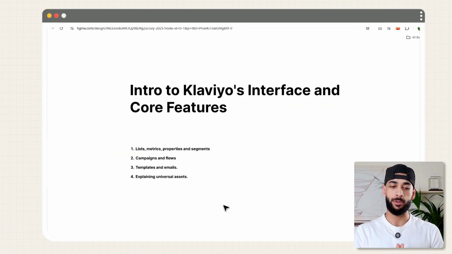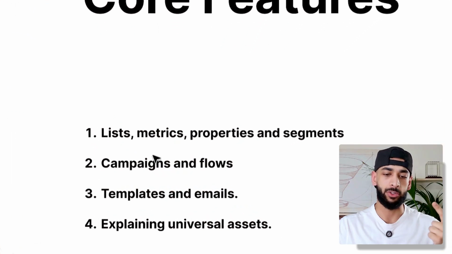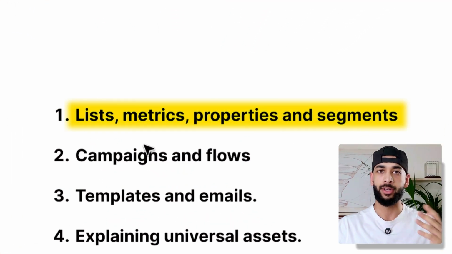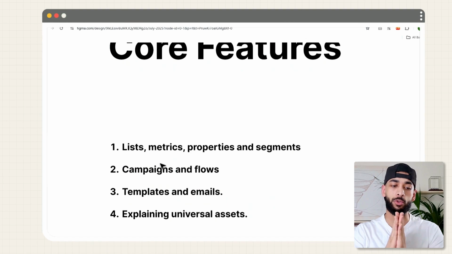Okay, so the first thing that you need to understand is the core components: lists, metrics, properties, and segments. Do not worry if this has gone over your head. I don't expect you to understand this the first time. I'm going to go onto Klaviyo and I'm going to show you where everything is so that you can get comfortable, and I'm going to explain each one of these one by one.